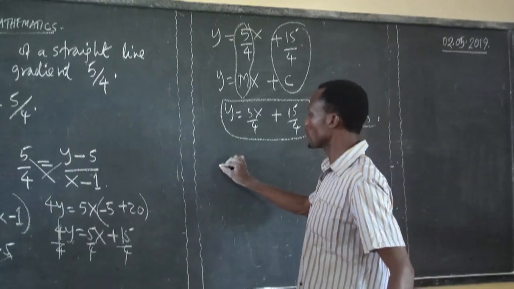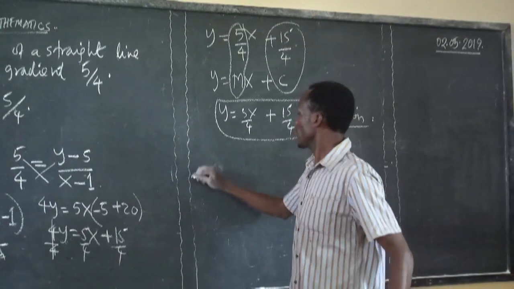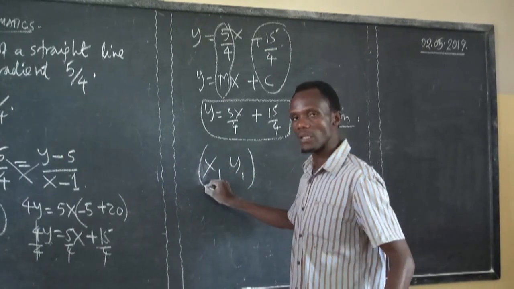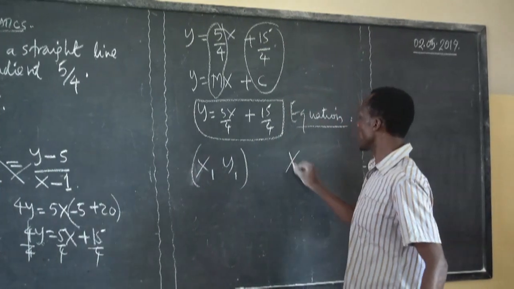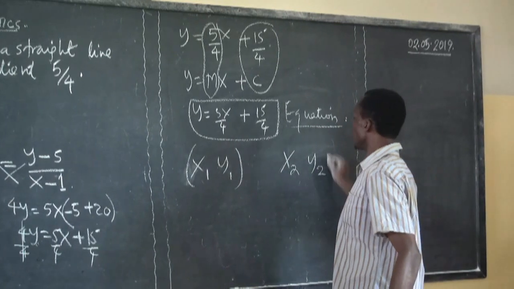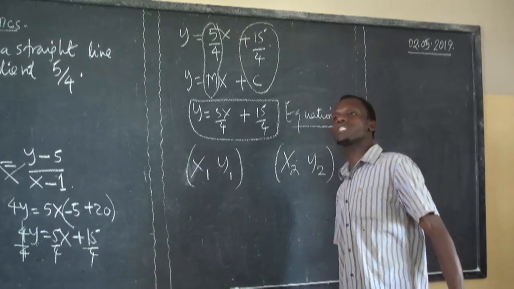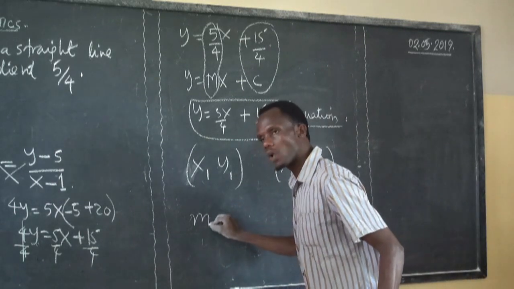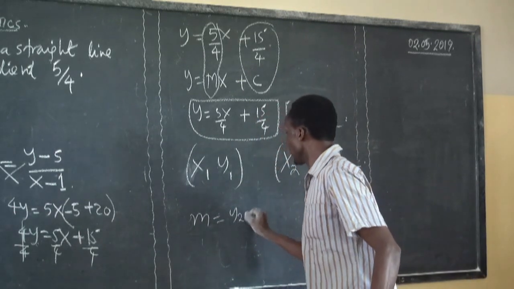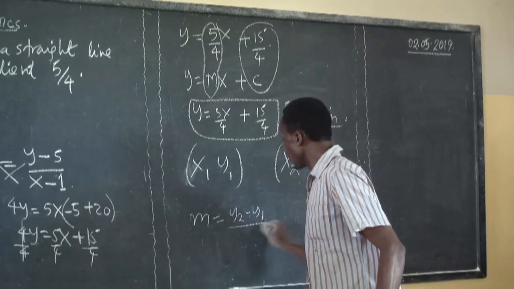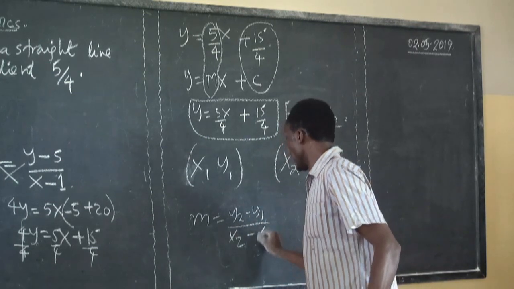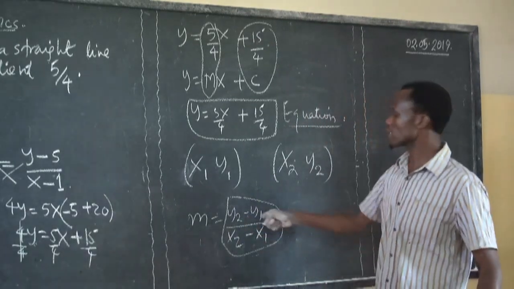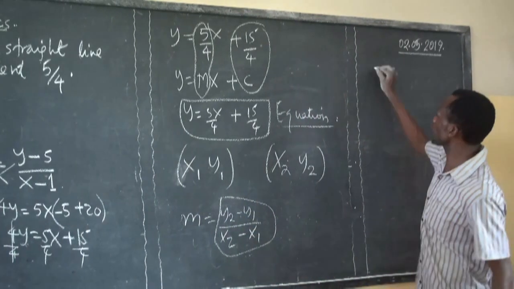In short, first of all, if you have points, you have point 1, x1 and y1. This is the first point. And now the second point, x2, y2. Now, if you want to determine the equation for this, first of all you find the slope. Slope is equal to y2 minus y1 over x2 minus x1. This is the value of the slope. After you have got the slope, now you use the concept.